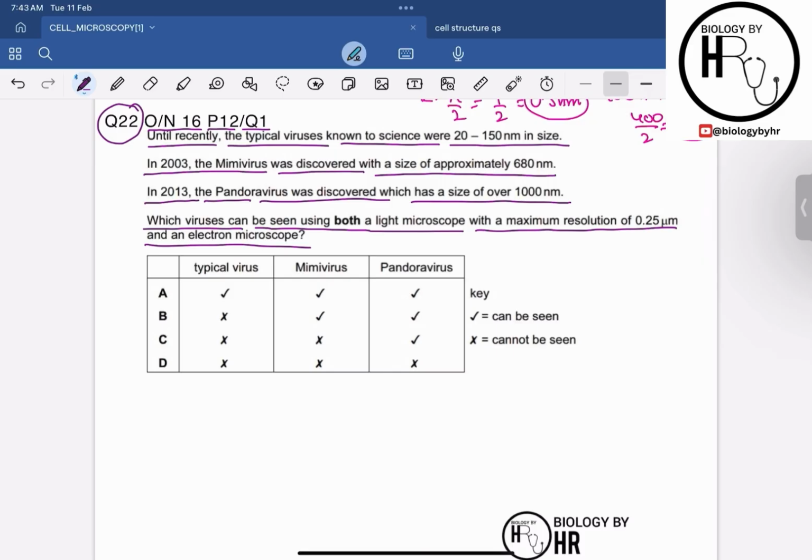Alright, so we know that for the light microscope, what is the minimum resolution you should require? In the light microscope, we use visible light, which has a wavelength from 400 to 700 nanometers, and resolution is equal to wavelength divided by 2. So 400 divided by 2 will be 200 nanometers, right? And for the electron microscope, 1 nanometer divided by 2 is equal to 0.5 nanometers.